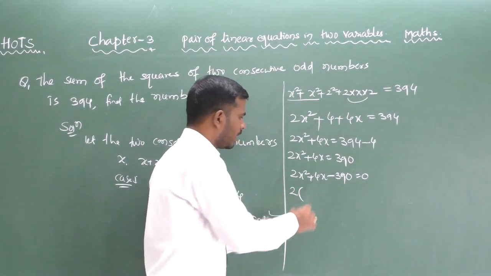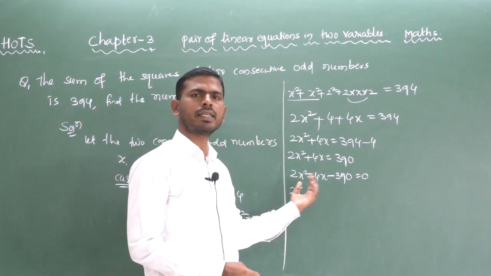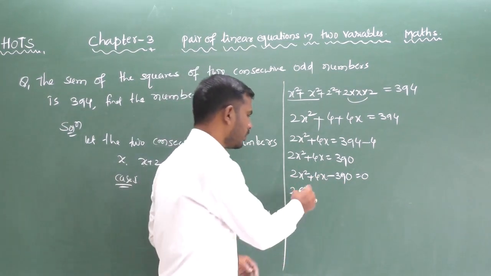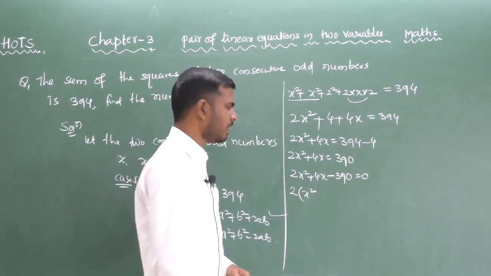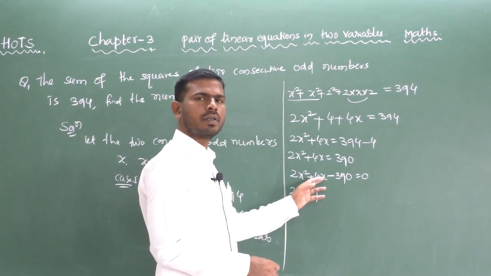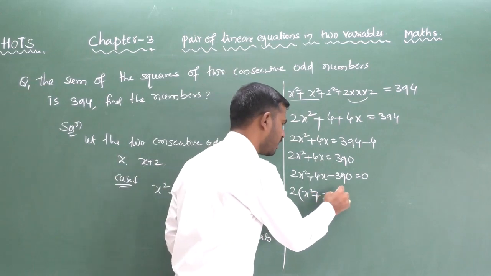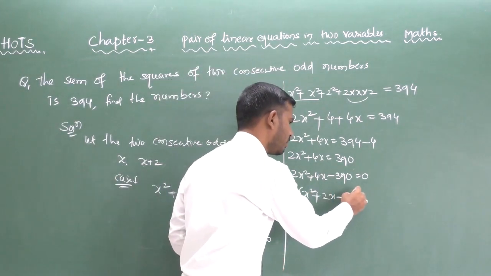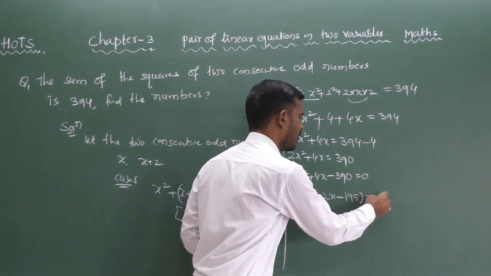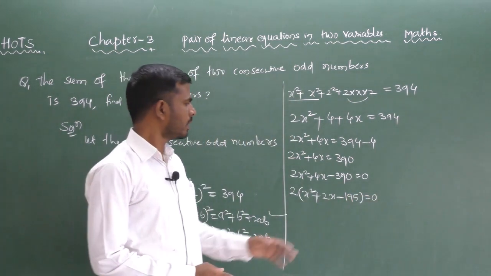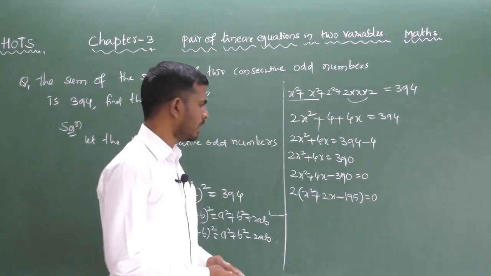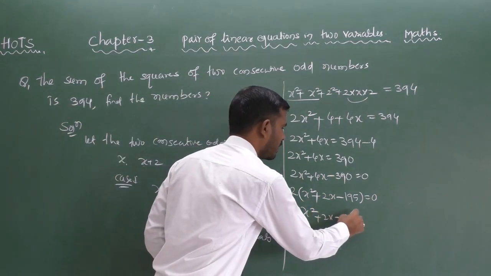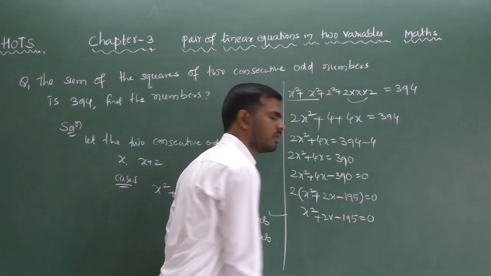Suppose you have to reduce this equation, you can take the common factor from all the terms, that is 2. Taking 2 out, the remaining is x square plus 4. 2 twos are 4, minus 2 times 390. 2 ones are 2, 9s are 2, 5s are 190 plus 195, that is 390. So x square plus 2x minus 195 is equal to 0.